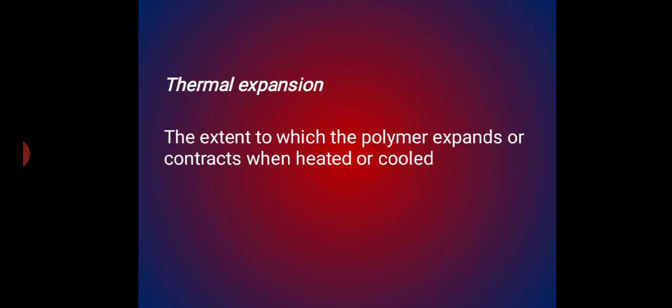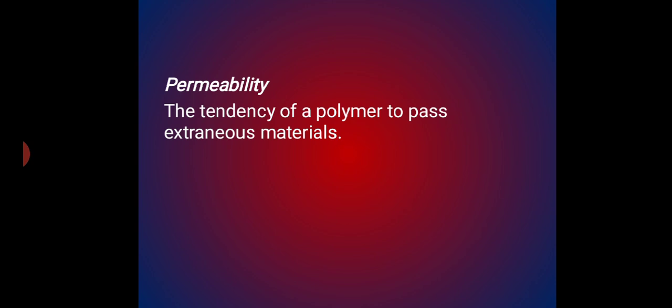Thermal expansion: the extent to which the polymer expands or contracts when heated or cooled is considered as the thermal expansion. Next one is permeability. The tendency of a polymer to pass extraneous materials is considered as the permeability. The word permeability we regularly discuss in our biological system.